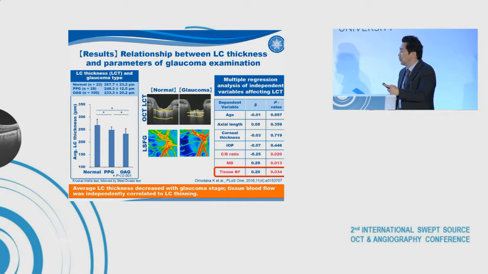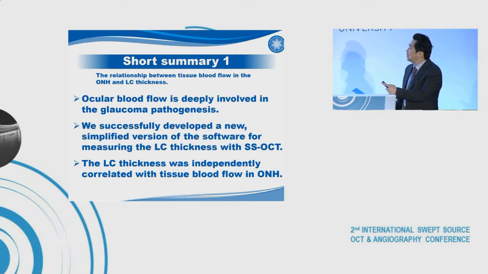So the average lamina cribrosa thickness decreased with glaucoma stages. Tissue blood flow was independently correlated to lamina cribrosa thinning. This is a short summary: ocular blood flow is deeply involved in glaucoma pathogenesis, and we successfully developed a new simplified version of software for measuring the lamina cribrosa thickness with SS-OCT. And the lamina cribrosa thickness was independently correlated with tissue blood flow in the optic nerve head.